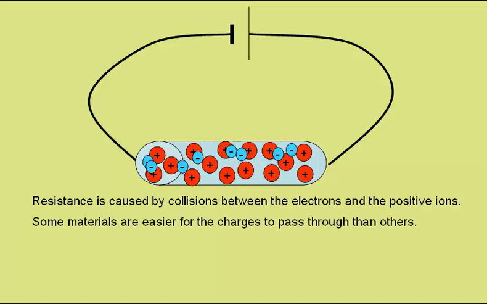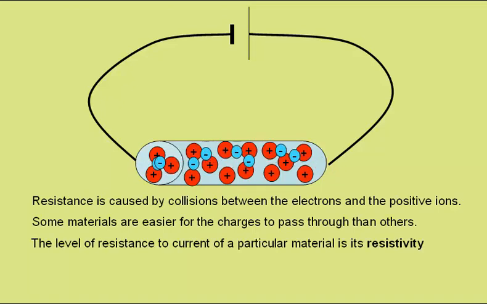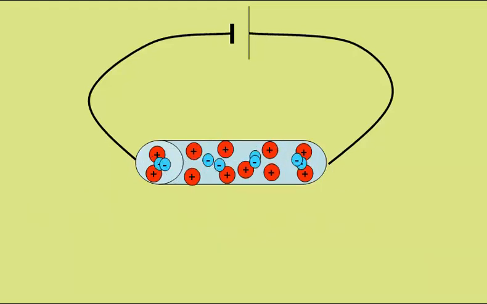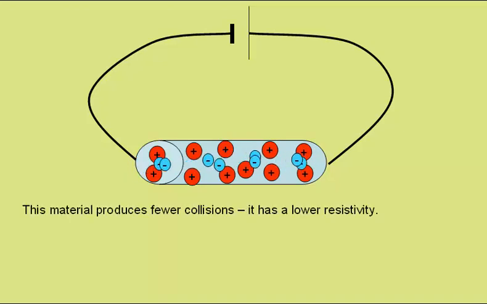Some materials are easier for the charges to pass through than others. The level of resistance to current of a particular material is its resistivity. This model represents a different material with a different arrangement of the positive ions, and this material produces far fewer collisions, so it has a lower resistivity. It's much easier for the electrons to pass through.